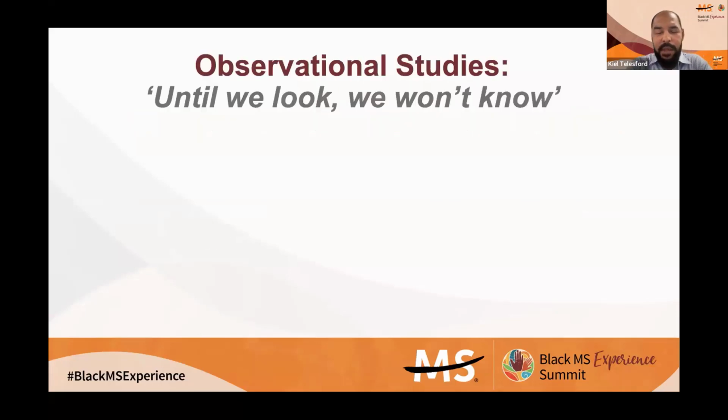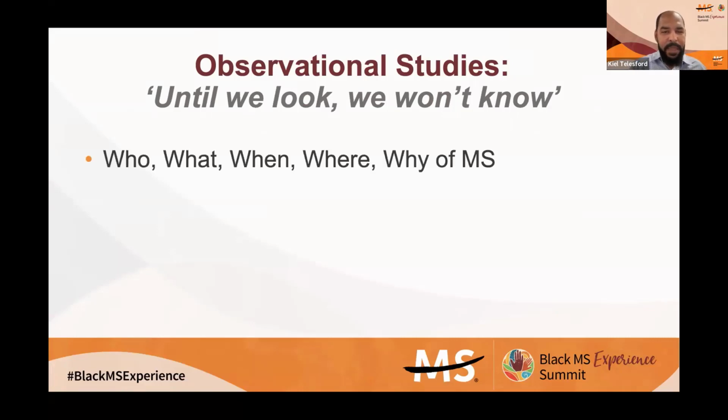So if we had a motto for observational studies, it would be, until we look, we won't know. And by that, I mean that observational studies concern themselves with the who, what, when, where, and why of this clinical problem of MS. Who gets MS? What is MS? When does it occur? Which regions of the brain or what part of the body is affected? And of course, why, what causes MS?